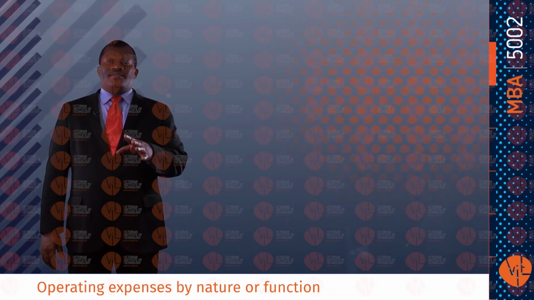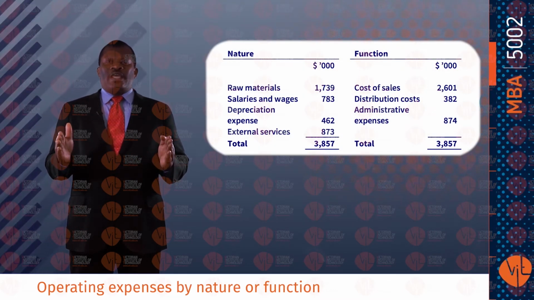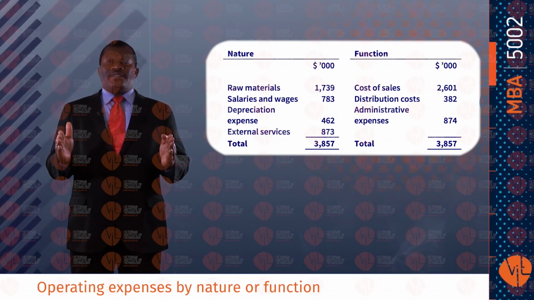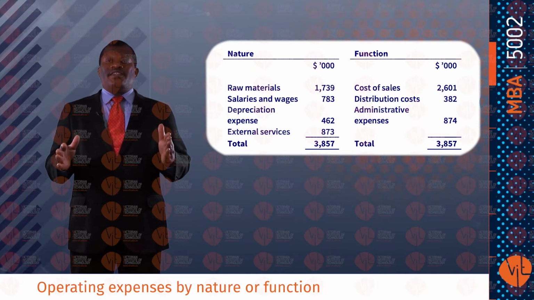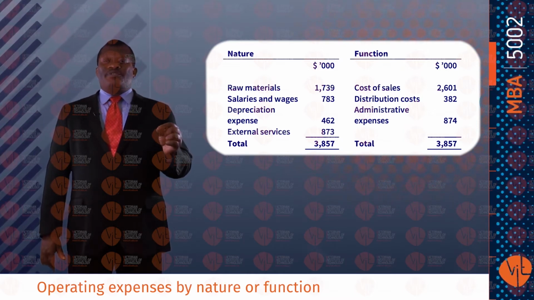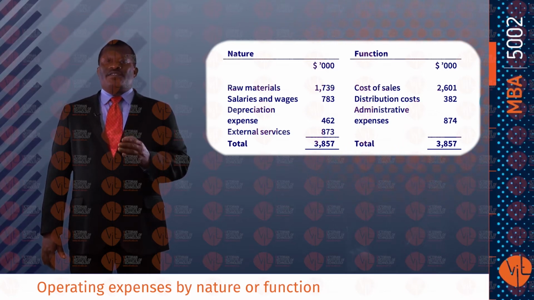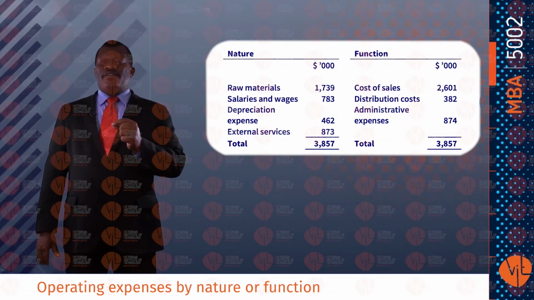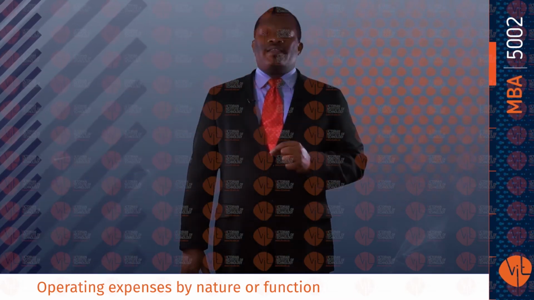So from this format, you see that we've got the two types of operating expenses, under function and by nature. By nature, the various output and inputs are specified, whereas under function, they are grouped under the various departments or the various functions within the organization.